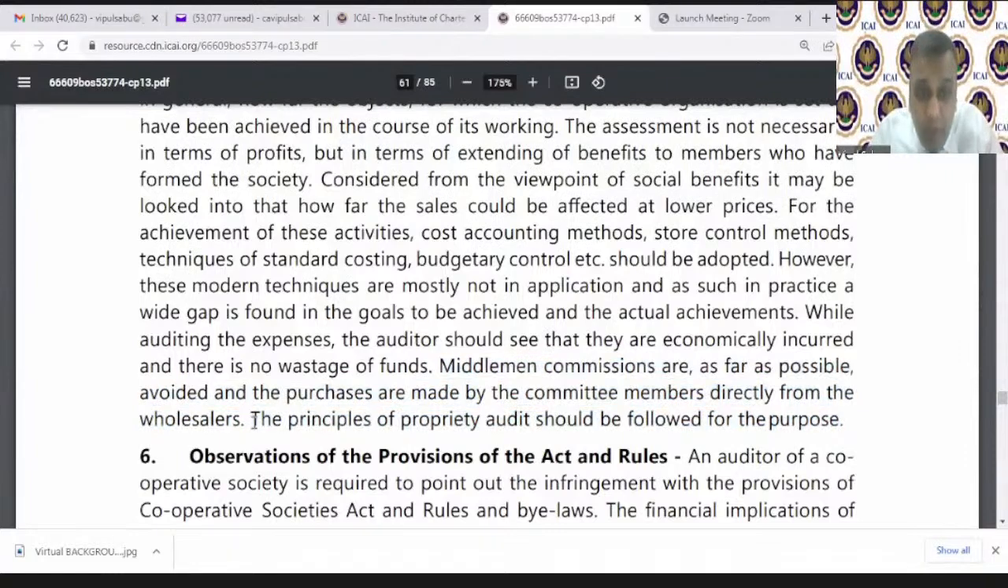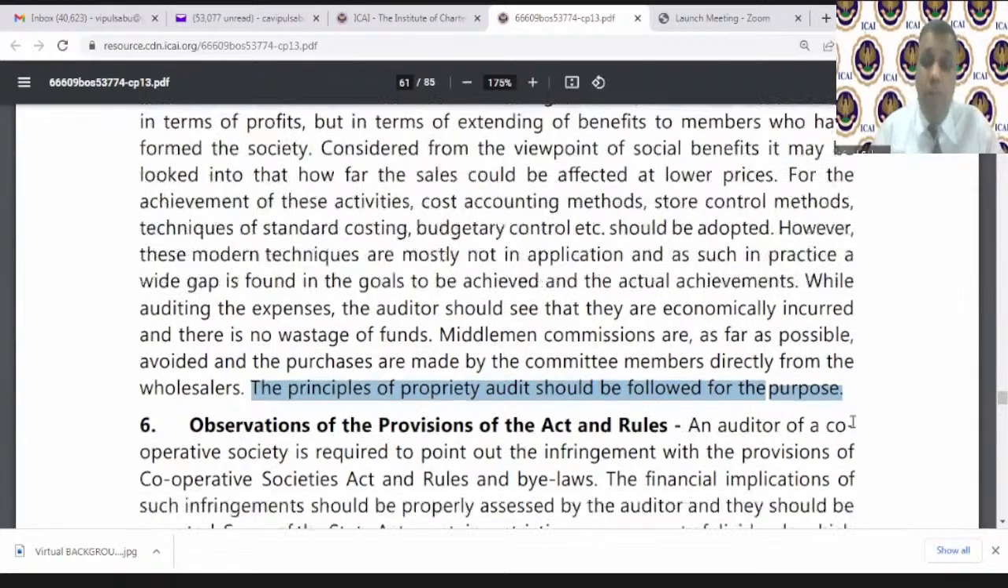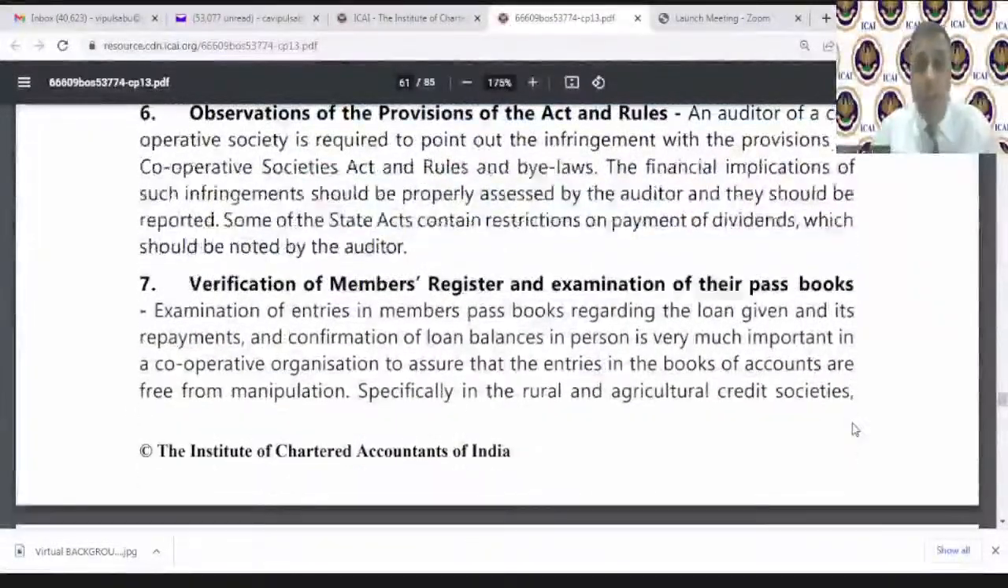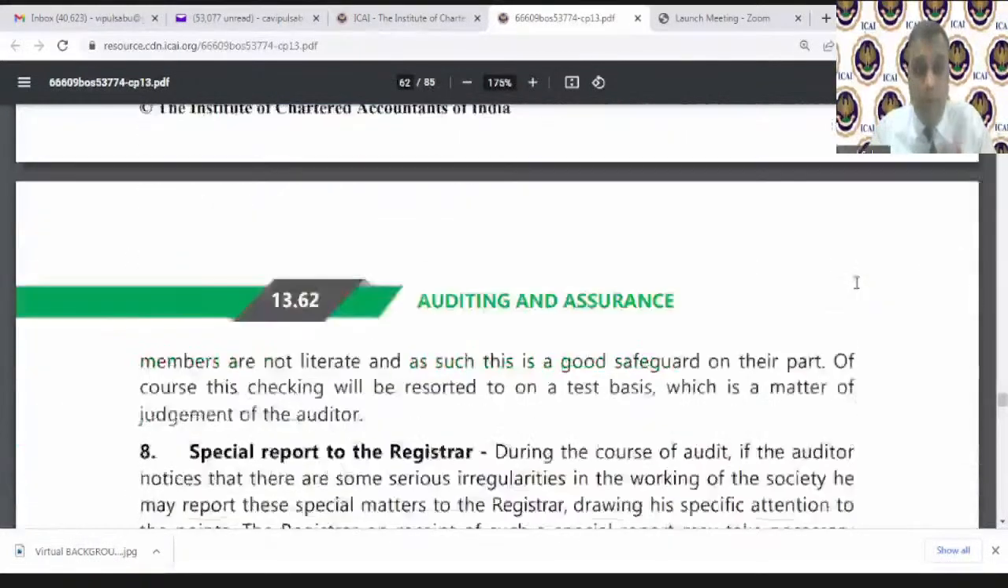The principles of propriety audit should be followed for the purpose. What was propriety? With rationality and wisdom, wisely, as if it is your own money. You have to observe the provisions of the act and the rules. As an auditor, I have to verify the members' register and examine their passbooks. What is their due amount, whether they have paid the society fee, maintenance, any debt they have taken from the society, whether they are paying interest properly, their loan balances. All these I have to check with respect to entries in the members' register and some sample passbooks.